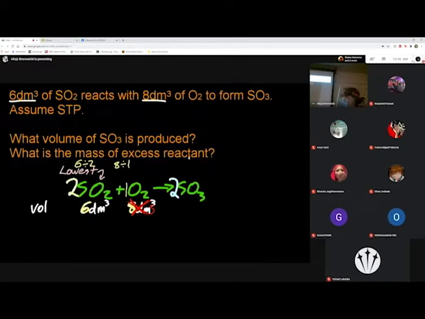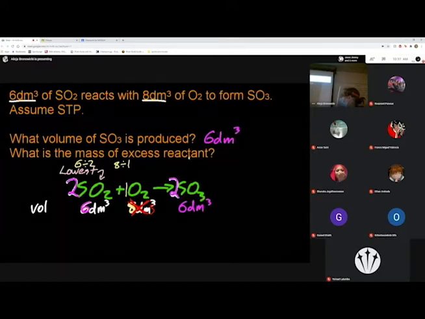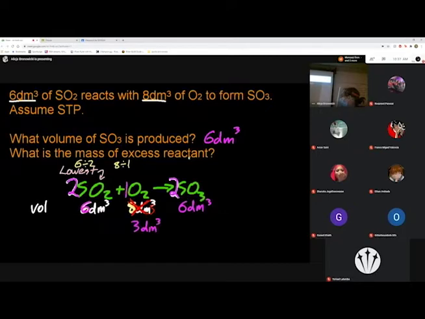All right, so now I know that 2 is to 6 as 2 is to 6. So I've got 6 decimeters cubed of sulfur trioxide. You can use the ratio like that. For the volume of excess reactant, if 2 is to 6, then 1 is to 3 decimeters cubed. So I actually put in 8 decimeters cubed, but I only used 3, so 5 decimeters cubed is excess.